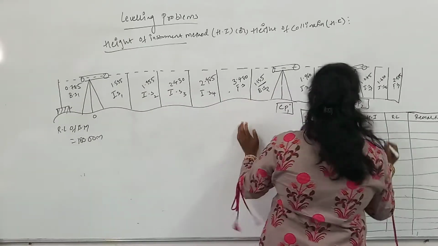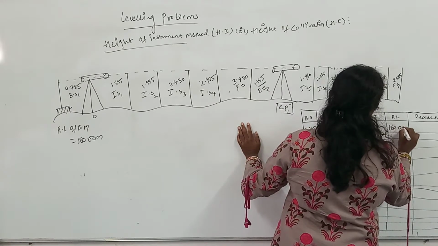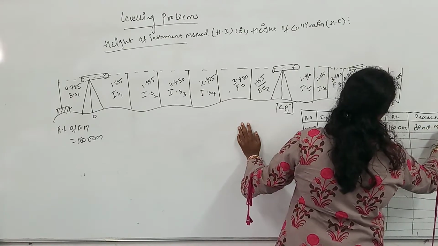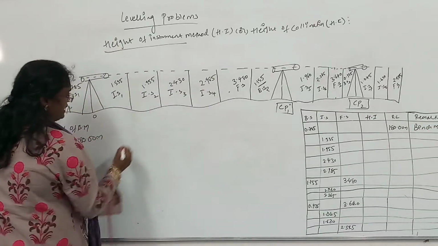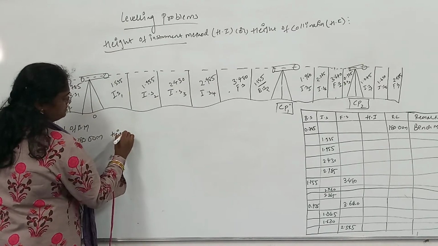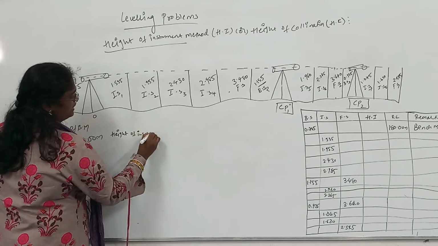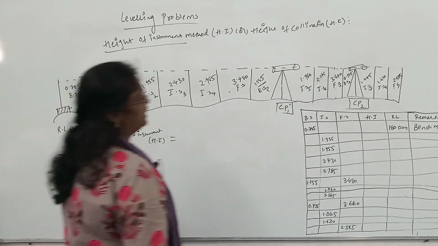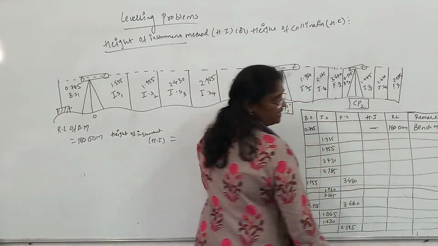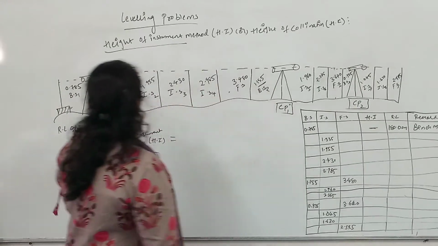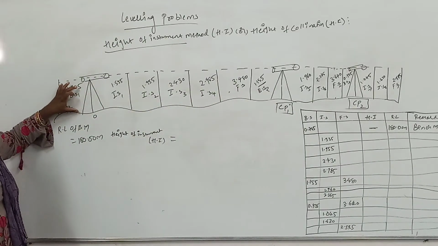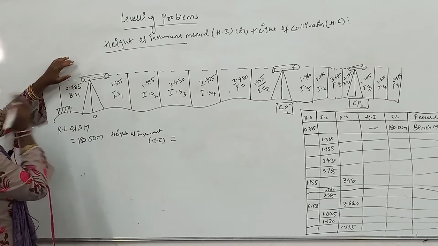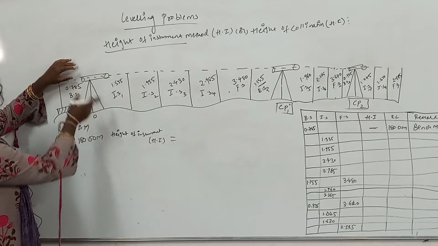Next we will calculate the height of instrument. The given RL is 180.00 meters. The remark is benchmark. First we will calculate the height of instrument, HI. How will we calculate it? Height of instrument means from the mean sea level, at what height your instrument is placed. It is not directly at the level of the earth.